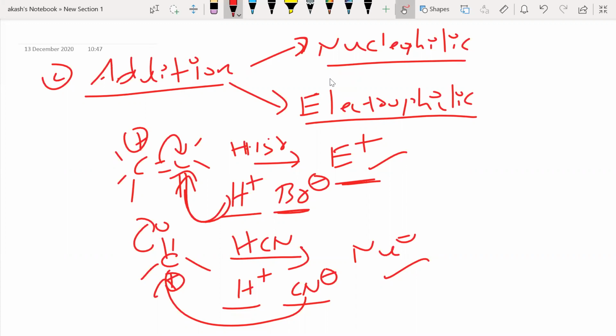Very, very simple. Now, if you look at the mechanism, for now we'll talk only about electrophilic addition, guys, because nucleophilic addition we will take up later when I go for aldehydes, ketones, and carboxylic acids. But I'm just letting you know that there are two types of addition reaction.